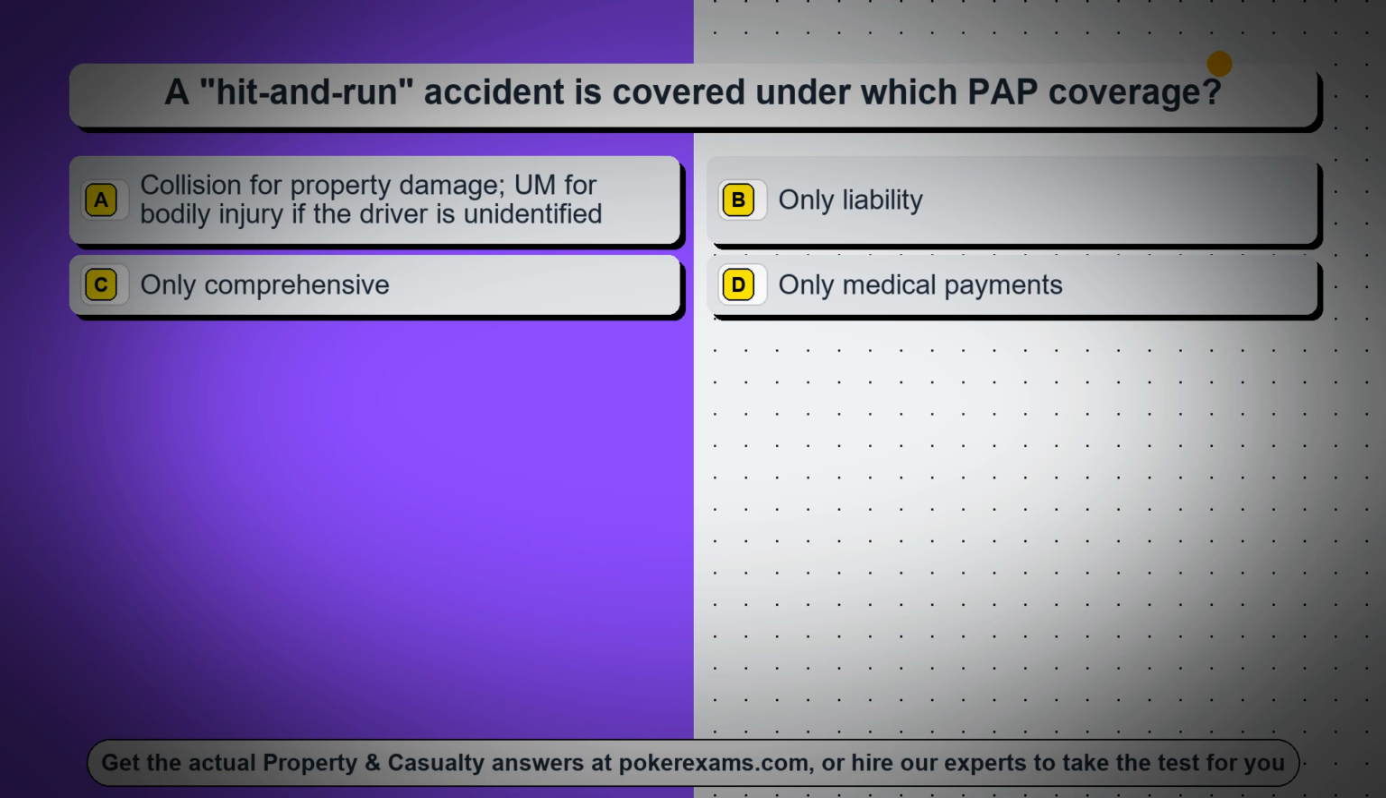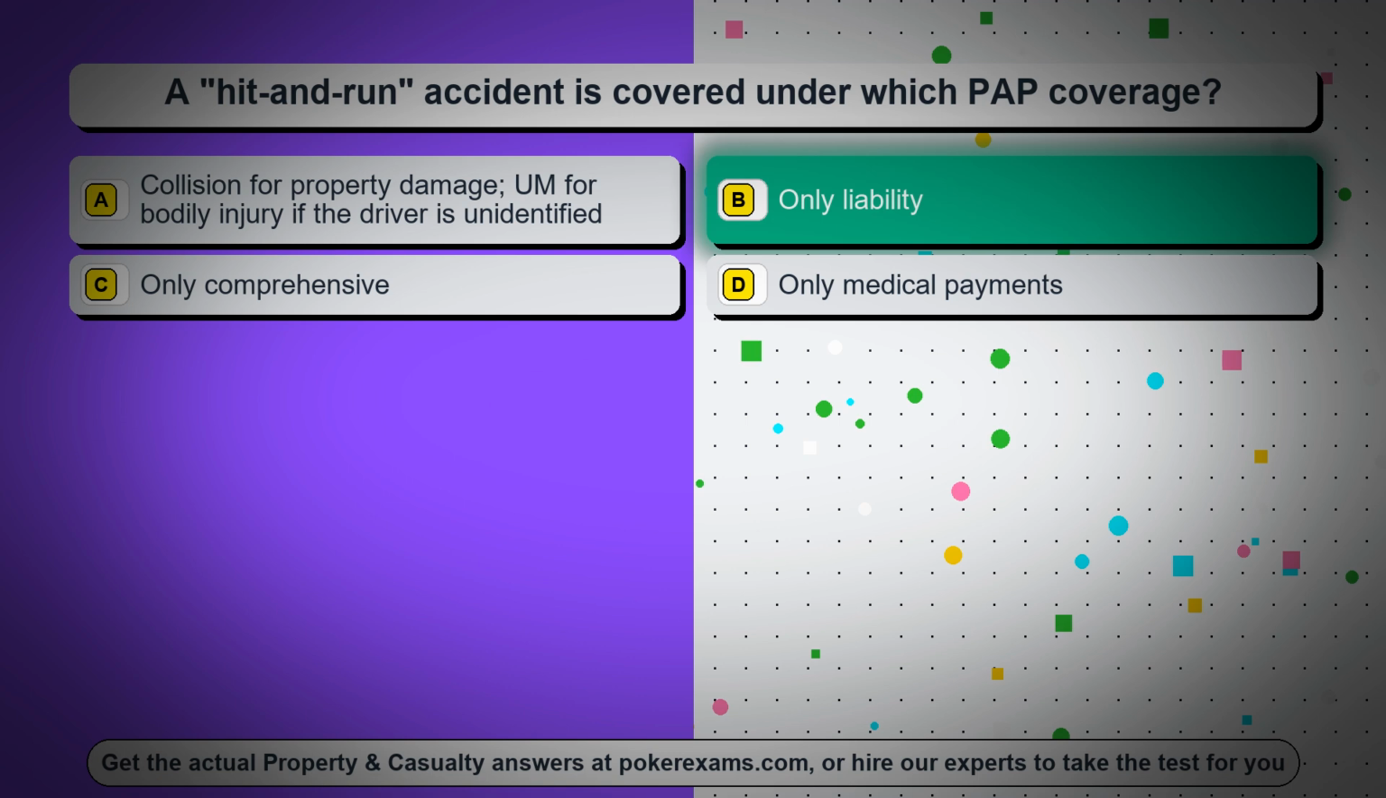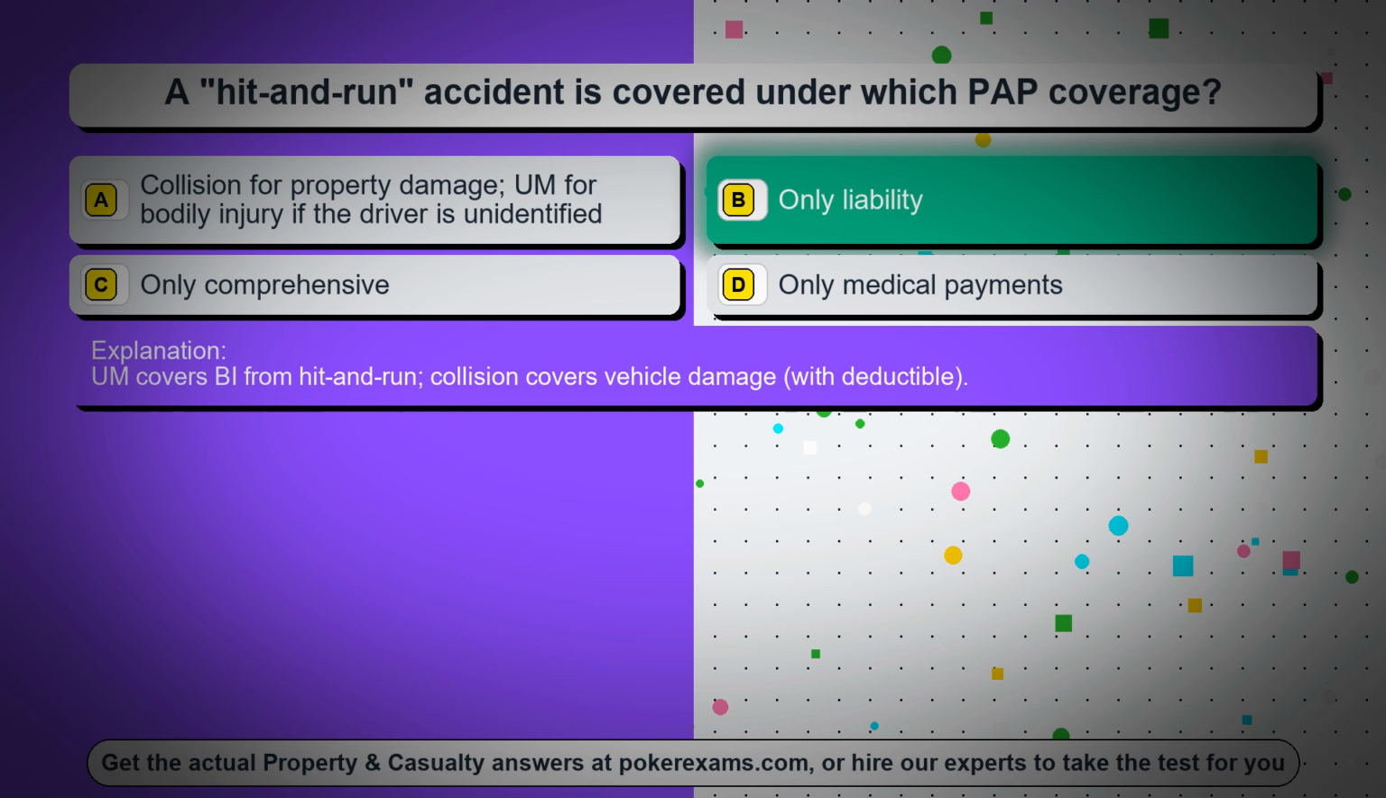Option B, only liability. Option C, only comprehensive. Option D, only medical payments. The correct answer is option B, only liability. Covers bodily injury from hit and run; collision covers vehicle damage, with deductible.